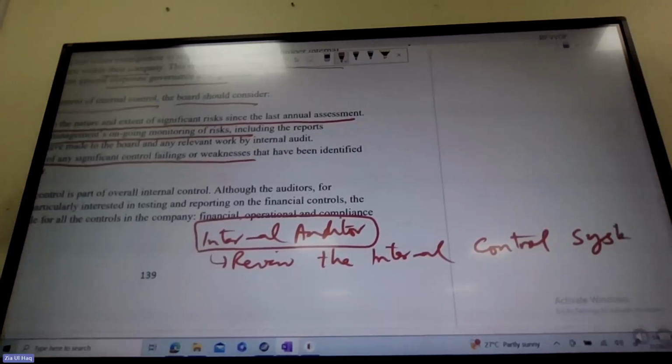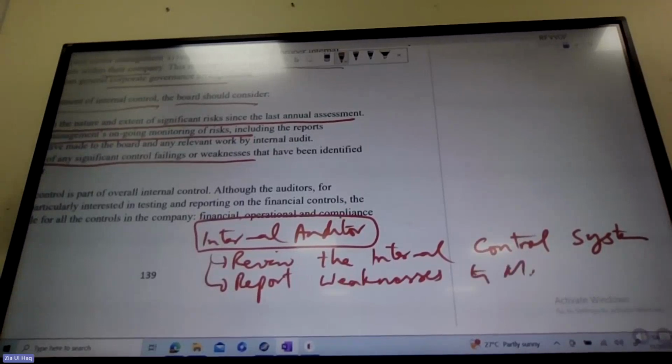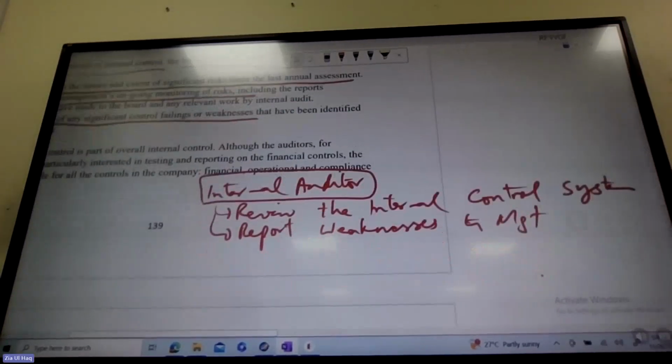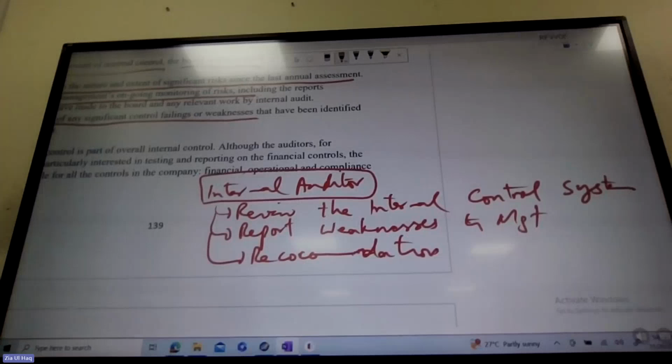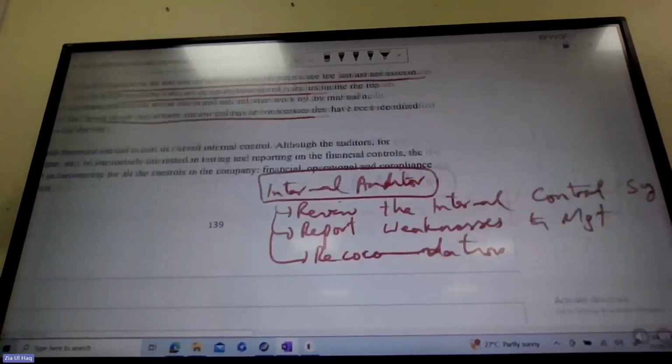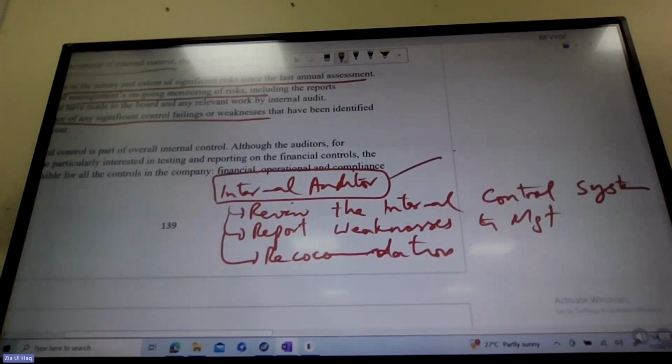And after review, if he has found any weaknesses, he will report weaknesses in the internal control system to management. Not only report weaknesses, he will provide recommendations to improve those weaknesses. And he will guide the management how they can minimize the weaknesses, how management can implement a sound, effective, good internal control system in the business. Who appoints the internal auditor? Management of the company. For what? For their help.